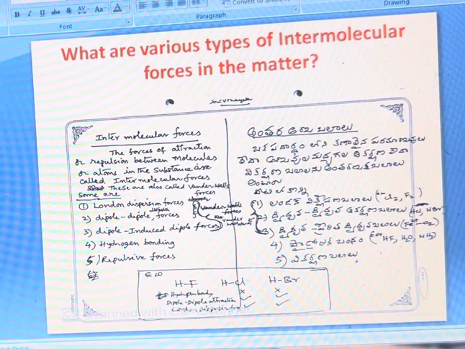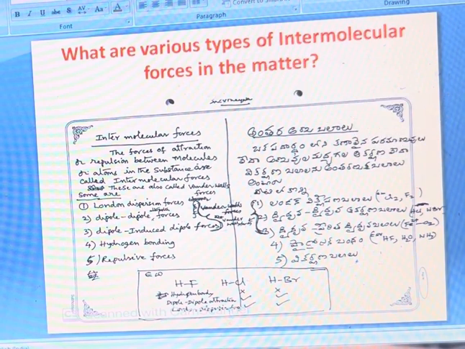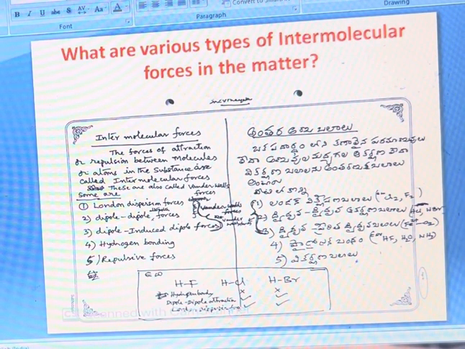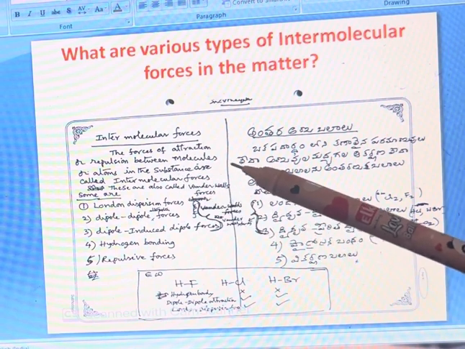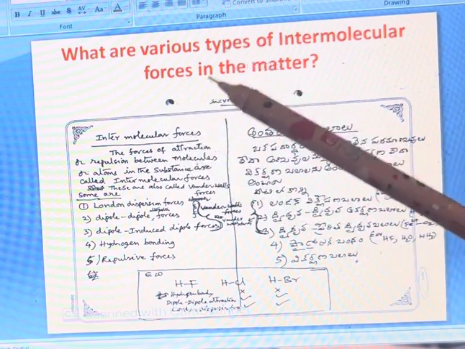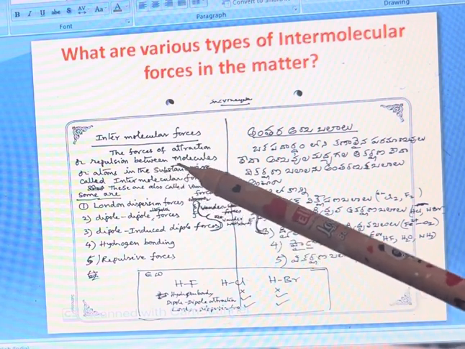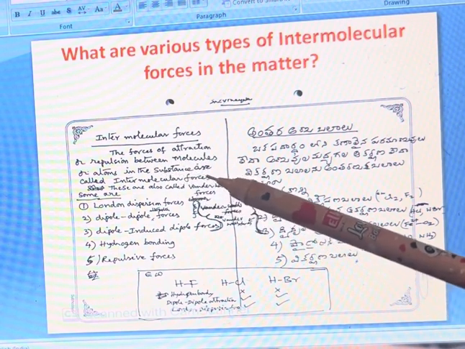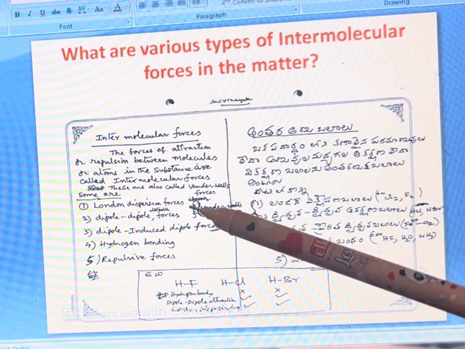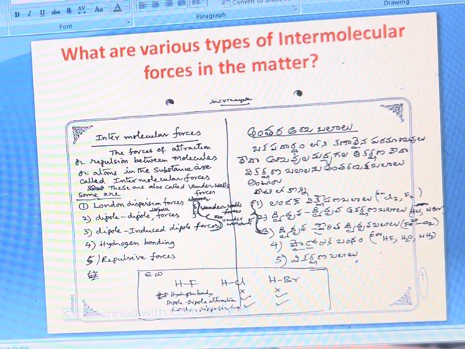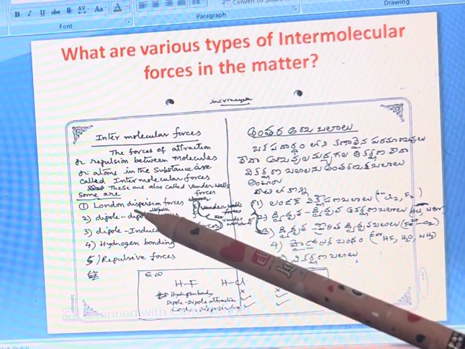Now, what are the various types of intermolecular forces in matter? The forces of attraction or repulsion between molecules or atoms in a substance are called intermolecular forces. These are also called van der Waals forces. Give some examples of the intermolecular forces generally; that is a 2 marks question, a very short question.